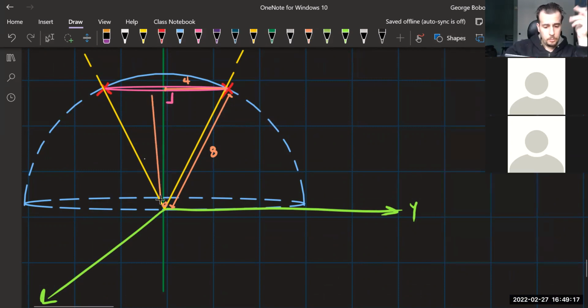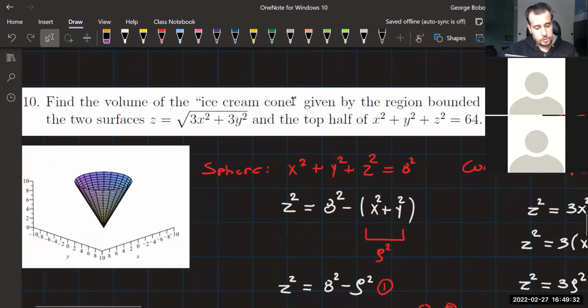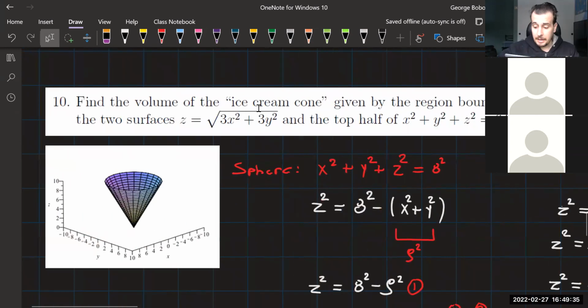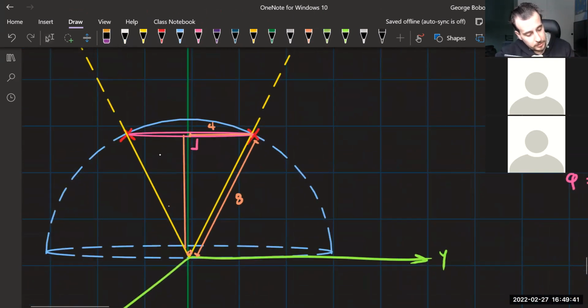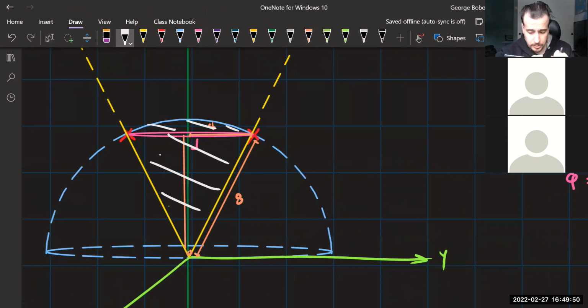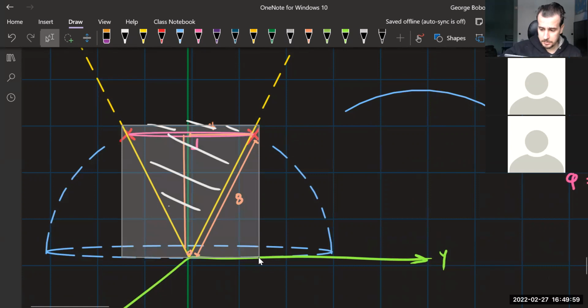Oh, one more thing, hold on. I think that's not what they're asking. One second. I feel that they want to find the entire ice cream cone, given by the region bounded between the two surfaces and the top half of the sphere. So it's a debate here. Are they asking about this volume right here, or are they including this bit over here? I feel that they're including that bit over there, because if you take this away, I don't know about you, but it doesn't look like an ice cream to me. You know what I mean?